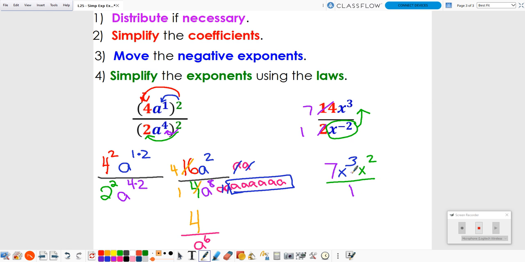So now last but not least, we just have to simplify this. Simplify your coefficients. 7 over 1 is just 7. And then we have x to the 3rd and x to the 2nd, which means I have x to the 5th because I have 3 x's and 2 x's. That gives me 5 x's altogether.